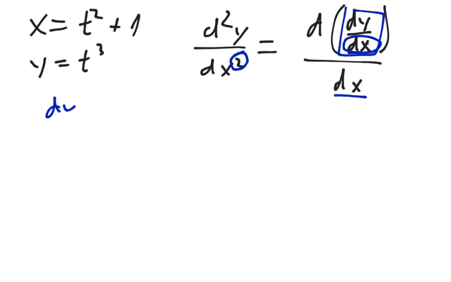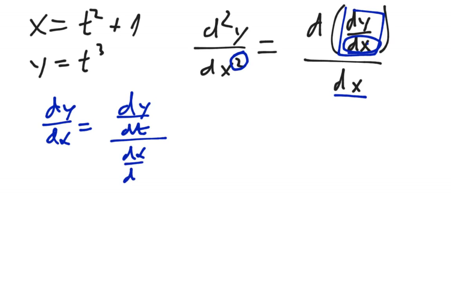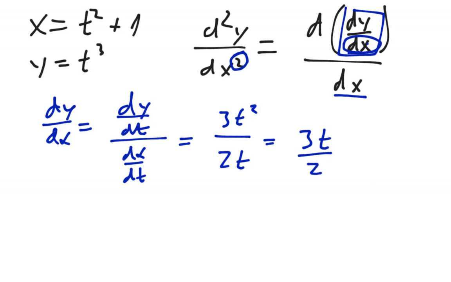And so to find dy/dx, we need to do the whole dy/dt thing divided by dx/dt. So dy/dt will give us 3t squared, and dx/dt gives us 2t. Simplifying this, one of the t's will cancel, so we'll just get 3t over 2. Bringing down the original problem, now we have the derivative of 3t over 2, and we'll keep this in blue so we see where it came from.